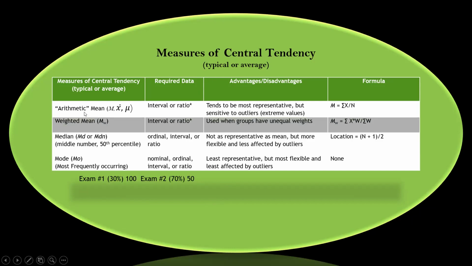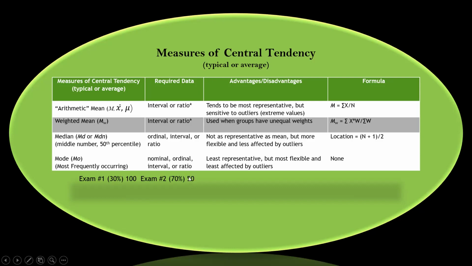Let's go back to the weighted mean then. The weighted mean, sometimes called the overall mean, is still a mean, but it's very useful when your groups have unequal weights. You probably encounter this most often in your class grades or your GPA in college. For example, in this case, exam 1 is only worth 30%, and exam 2 is worth 70%.